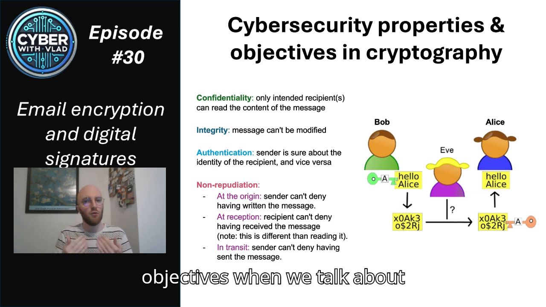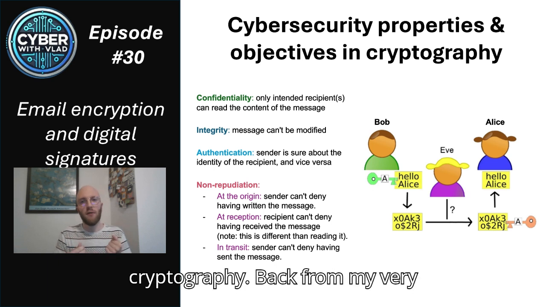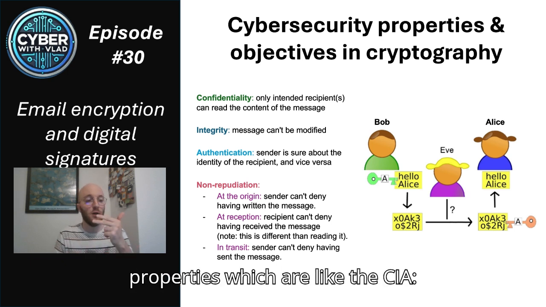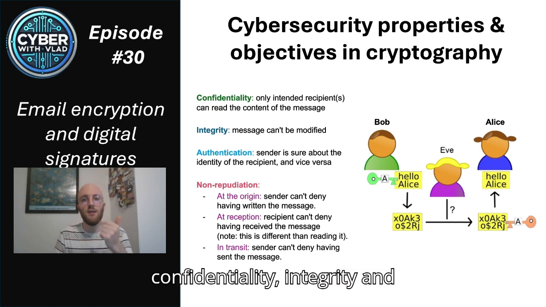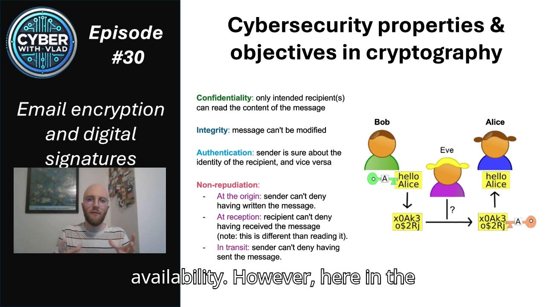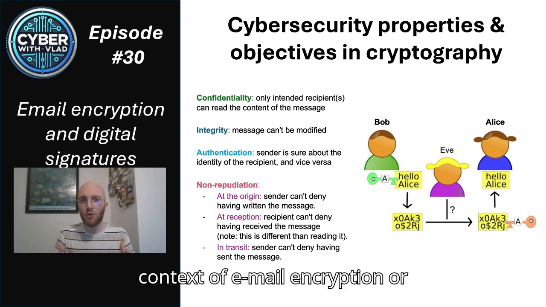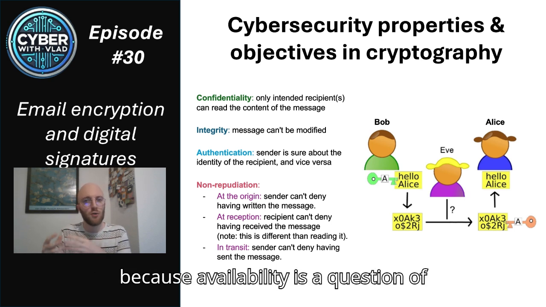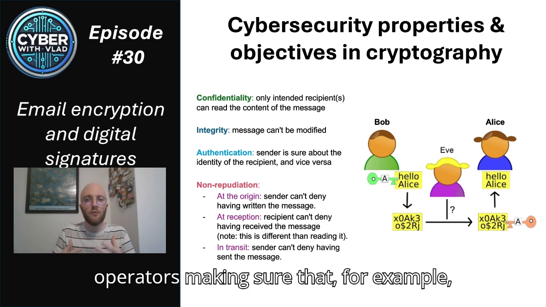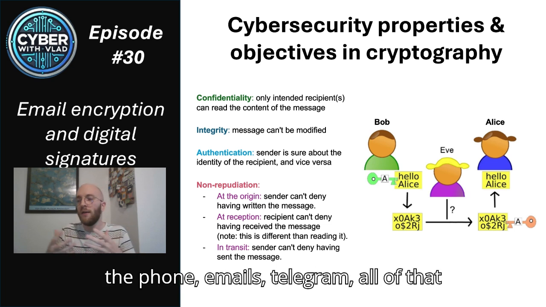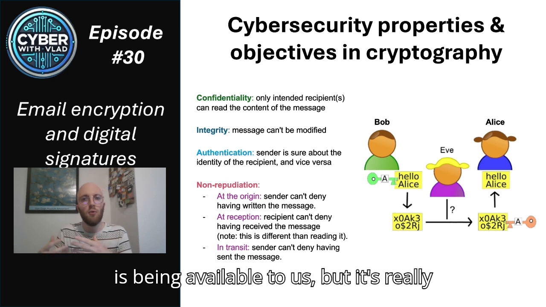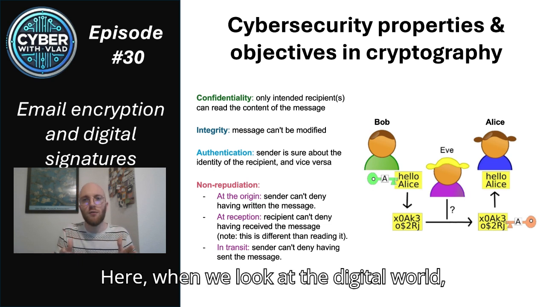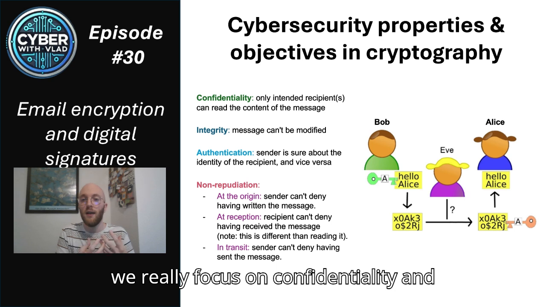So, first of all, we need to wrap up a bit on what are the cybersecurity properties and our objectives when we talk about cryptography. Back from my very first episode, episode one, I think, I told you about the three cybersecurity properties, which are like the CIA: confidentiality, integrity, and availability. However, here, in the context of email encryption or communications in general, we are not so much bothered by the availability because availability is a question of operators making sure that, for example, the phone, emails, Telegram, all of that is being available to us, but it's really beyond the realm of cybersecurity. Here, when we look at the digital world, we really focus on confidentiality and integrity first.